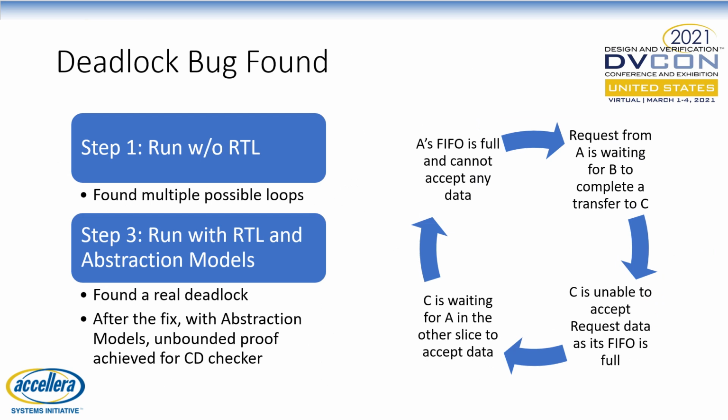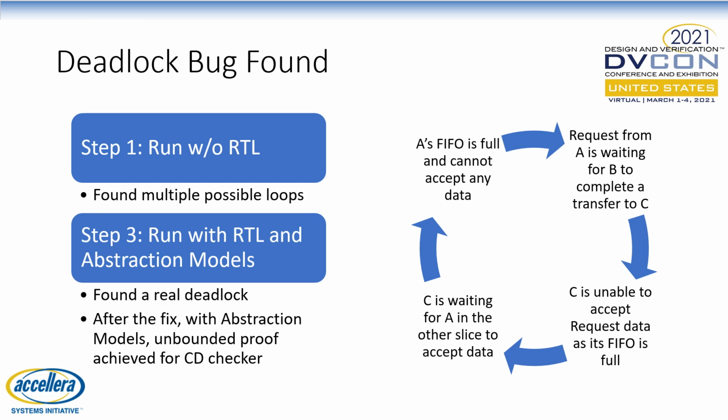At step 1, when we ran the circular dependency checker on the table without the RTL and a 1 for all stall conditions, we found multiple possible loops. Moving to step 3, we ran the circular dependency checker with the real stall conditions on the L2 cache system RTL with abstraction models. This produced a real deadlock failure due to the dependency loops. A is stalled due to B, B is stalled due to C, and C is stalled due to A.